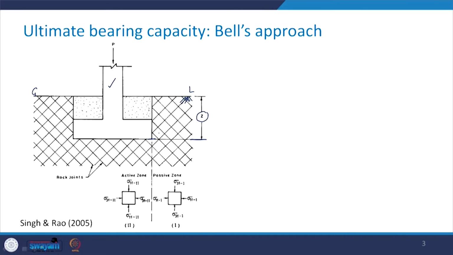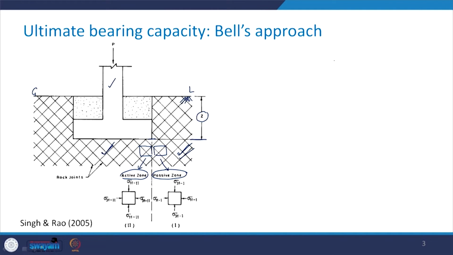As I mentioned, we are going to consider two elements. One is just beneath the footing and one is just outside it, and these have been shown here. The zone which is immediately below the footing, we call the active zone, and the zone which is outside this, this portion, is going to be the passive zone. Let us see what exactly this Bell's approach is.